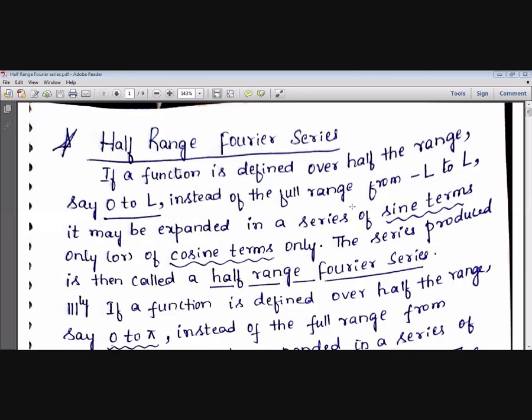If a function is defined over half of the range, say 0 to L, instead of the full range minus L to L, it may be expanded in a series of sine terms or cosine terms only. If we express this whole function in terms of, for example, I will write and I will show.